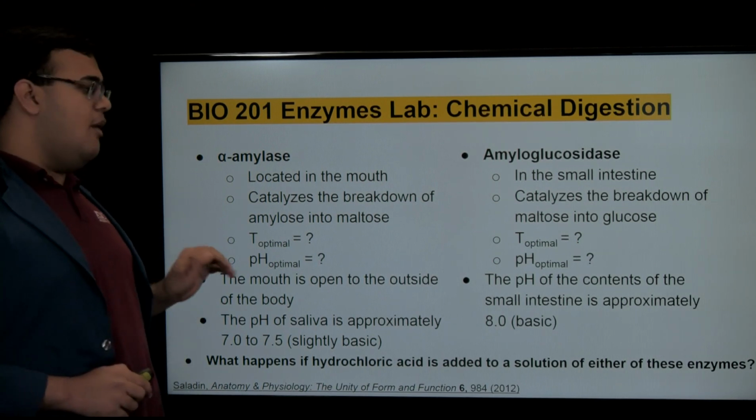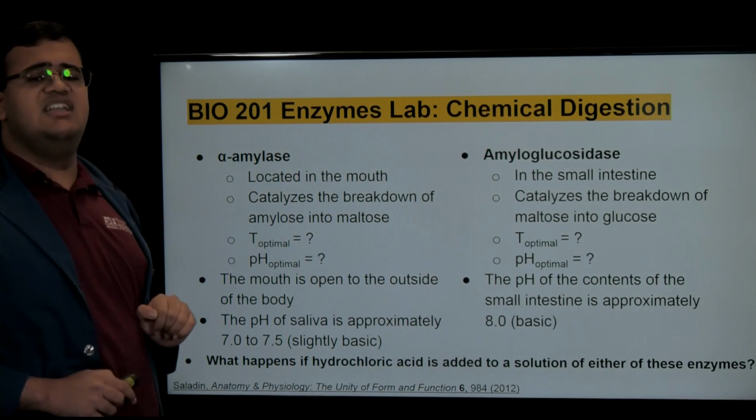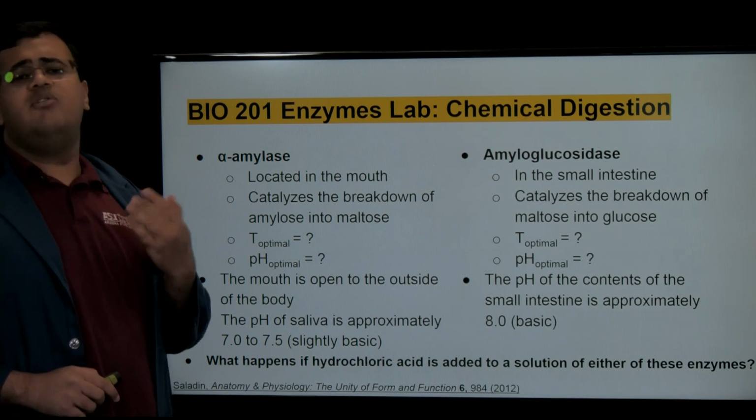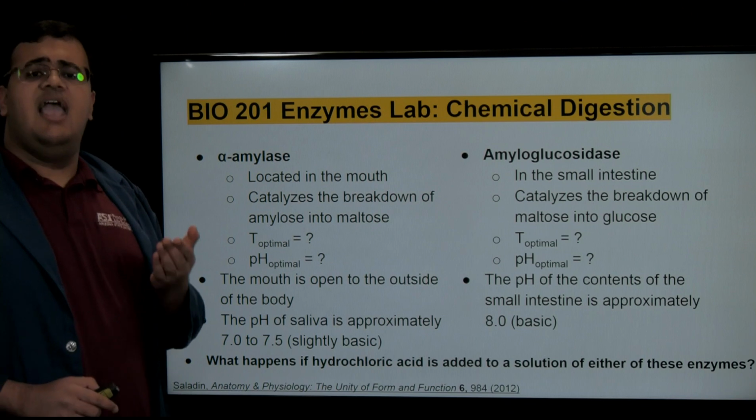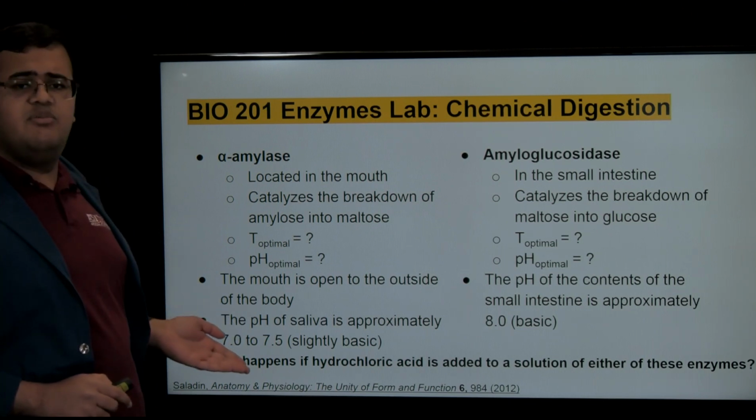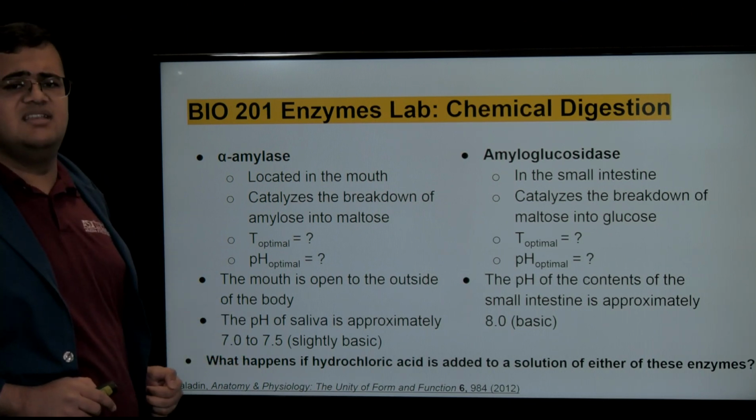What do you think would be the optimal temperature and the optimal pH of alpha amylase? Now, I won't give you the answer, but I'll tell you that the mouth is open to the outside of the body, and the pH of saliva is approximately 7.0 to 7.5, so it's slightly basic.